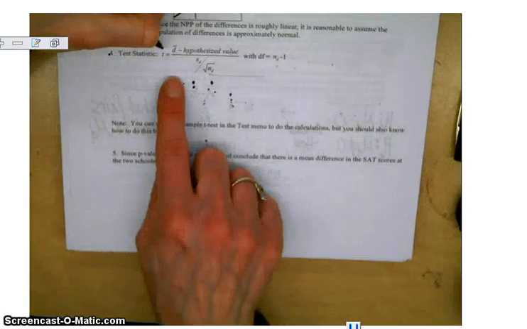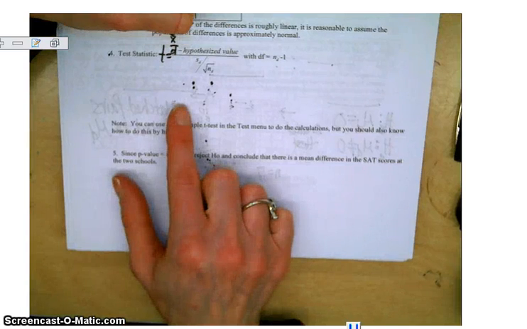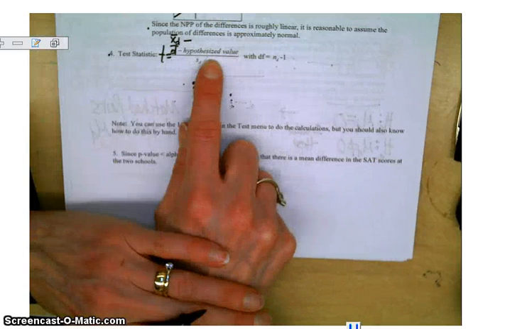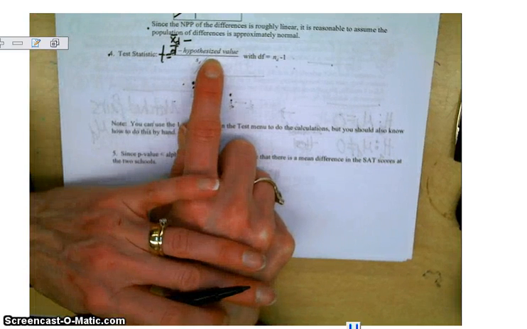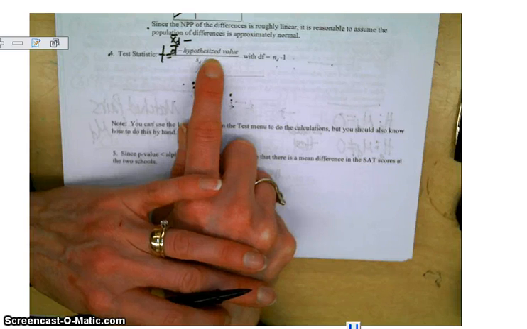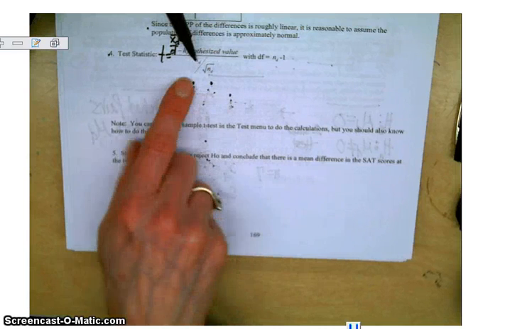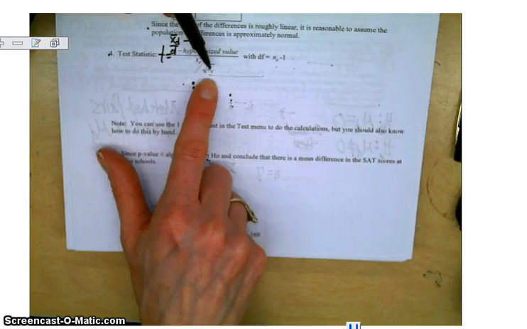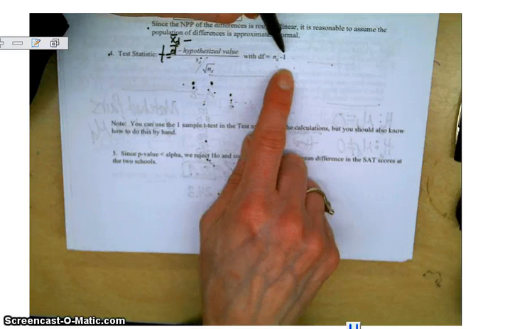So our test statistic t is equal to d bar, okay? That is what we're writing as x bar sub d, same thing, minus the hypothesized difference. The hypothesized difference is always what you get from looking at your hypotheses. What number is in our hypotheses here? 0. The hypothesized difference is 0, no difference. Divided by the standard deviation of the difference, divided by the square root of n of the difference. You have degrees of freedom, n minus 1.